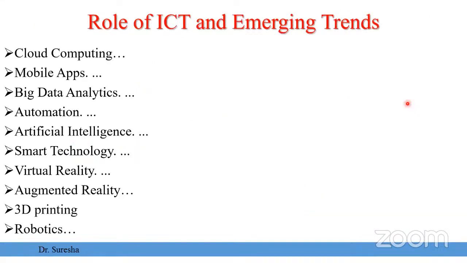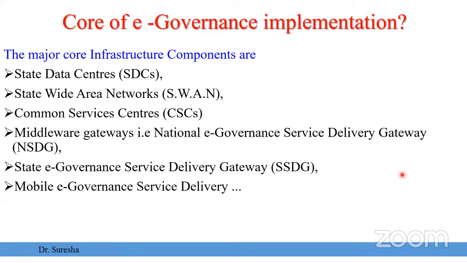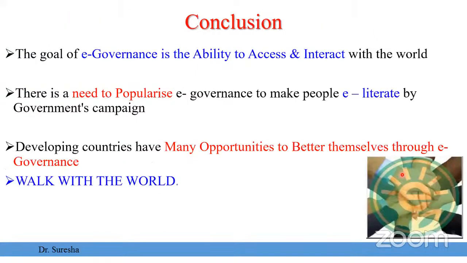So role of ICT in emerging trends: cloud computing, mobile apps, big data analytics, automation, artificial intelligence, smart technology, virtual reality, augmented reality, 3D printing, and robotics. Where you can do this: state data centers, statewide area networks, common service centers, middleware gateways, national e-governance service delivery gateways, state e-governance service delivery gateways, mobile e-governance service delivery.